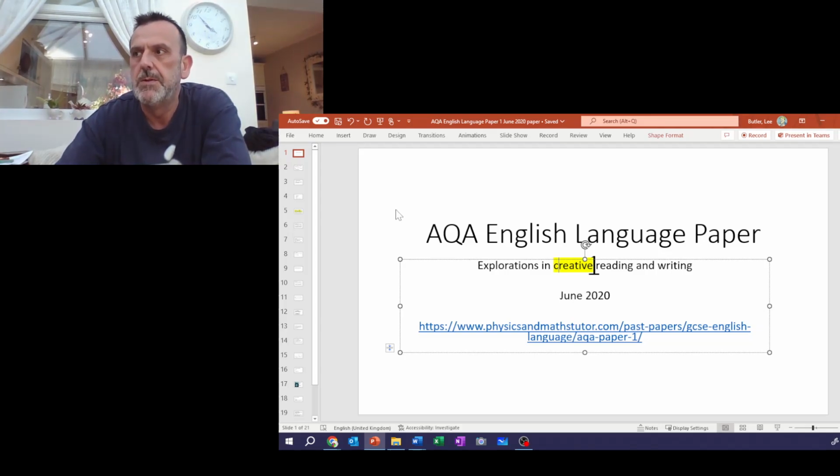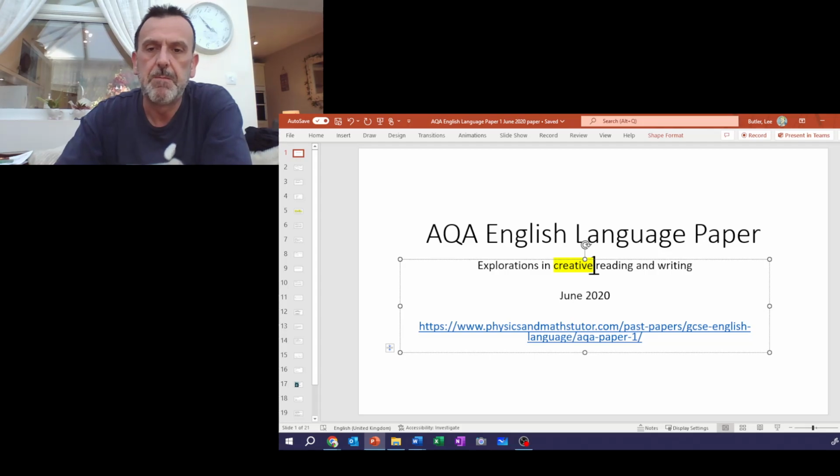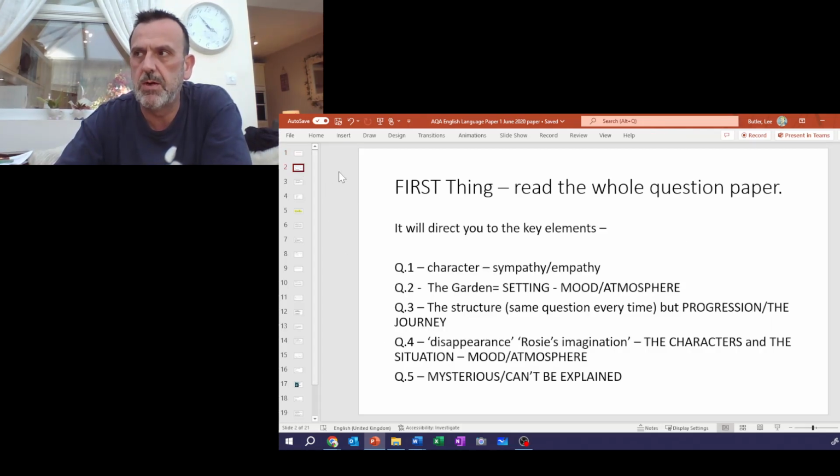So if we look at the title of the paper, every single paper is called Explorations in Creative Reading and Writing. The focus is on the creative aspect. How is a writer engaging you, interesting you, making it exciting, making it emotional in some way. So it's that focus you need to look at.